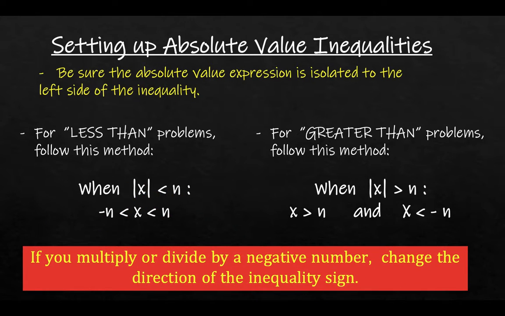The last thing that we have to remember is that the original rule that we had about solving inequalities still holds when there's an absolute value in the inequality. So that means that if we happen to divide or multiply by a negative number, it's still important to change the direction of the inequality sign.